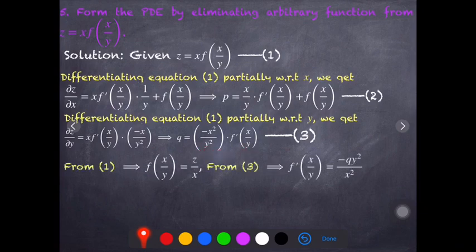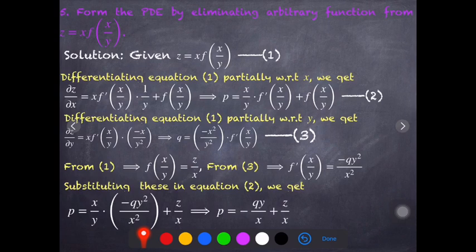Now from equation number 1, observe here I am just finding the value of f of (x by y), transform the x to the other side, we will get z by x, and from equation number 3 find the value of f dash, transforming this minus x square by y square to the other side, we will get minus q by (x square by y square). Substituting these in equation number 2. So in place of f dash use this particular expression, in place of f of (x by y) use z by x, and simplify that expression, we will get the final solution as px plus qy is equal to z.